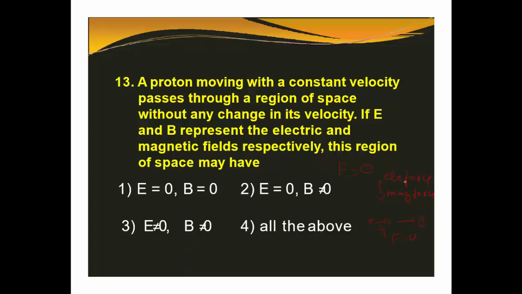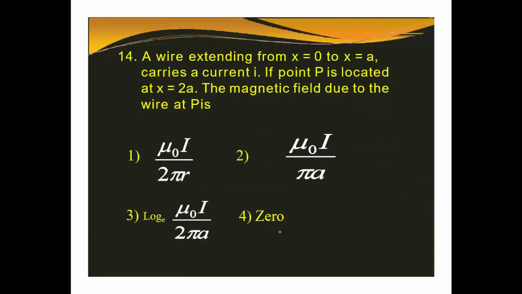Third one, here, if E not equal to 0, B not equal to 0, whether it is possible? Yes. As I told, E not equal to 0 means electric field is there. B not equal to 0 means magnetic field is also there. If both are present, they must be equal and opposite. Then only the net force will be 0. Then the charge particle moves with constant velocity. Means here 1 is also possible, 2 possible, third possible, means all of the above. So option is what? All of the above. Okay.